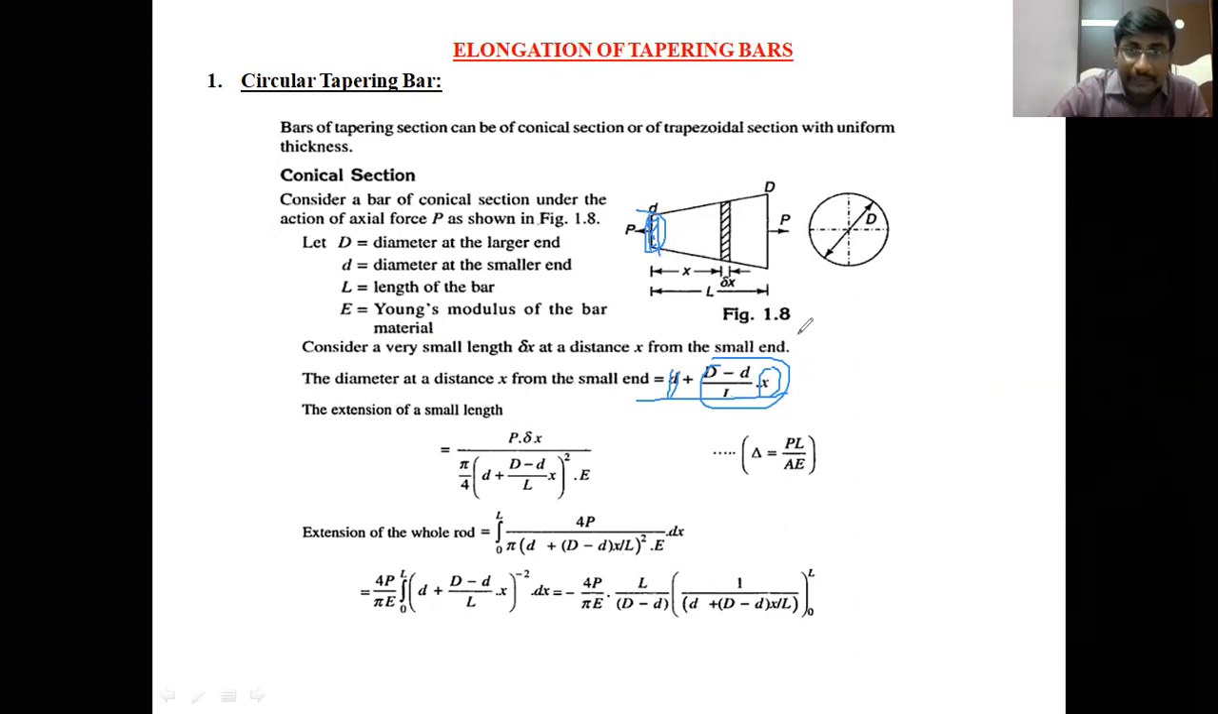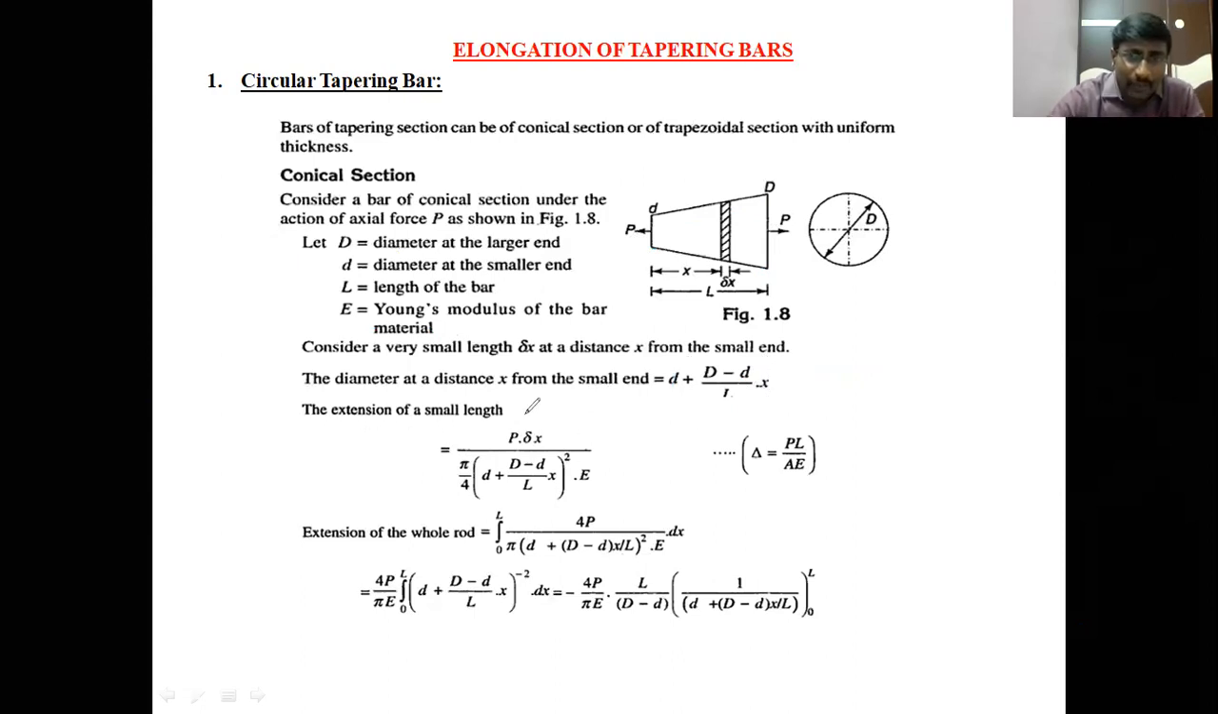Then we substitute X equal to capital L. X equal to L means at this end, from this place to this place is capital L. The diameter at this place is capital D. Substituting L, the L cancels, and small d plus capital D minus small d, the small d cancels, giving capital D. If X is equal to L, the diameter is capital D. If X is equal to 0, the diameter is small d. Like that, we can check that the formula is correct.